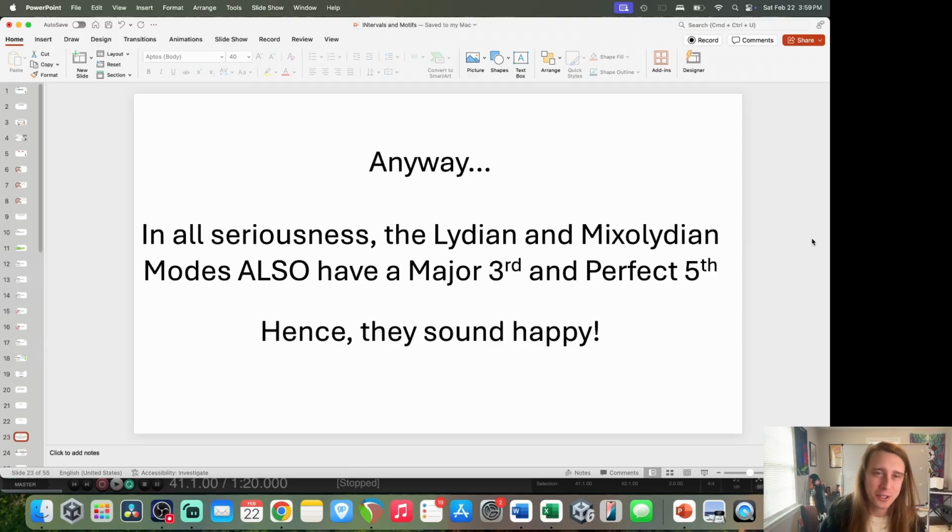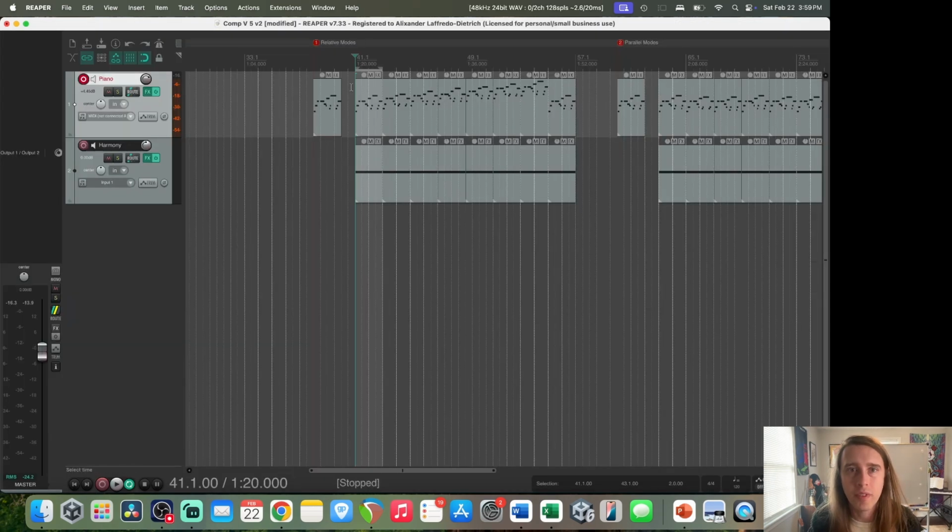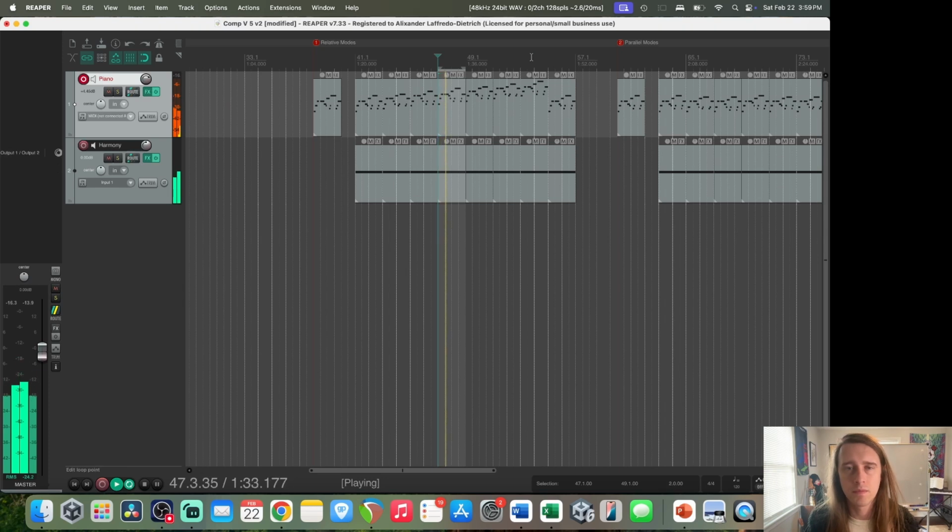Anyway, in all seriousness, the Lydian and Mixolydian modes also have a major third and a perfect fifth. Hence, they sound happy. Let's give them a listen. So, I'm pulling up Reaper again. Here is the Ionian, the one we just listened to. And the Lydian is number 4. Here's what this sounds like. And here's the Mixolydian. Here's what this sounds like.